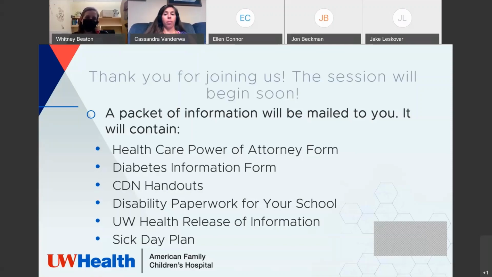or a place for you to keep track of that information as well. There are also going to be some of our favorite College Diabetes Network handouts. There will also be disability paperwork specific to you and your school. That information will be in there, and we'll also fax a copy to your school. And then there's a UW Health release of information. Since many of you are 18 or will be turning 18, that's something good to get on file so that we can continue to speak with your parents or whoever you want us to be able to talk to now that you're an adult. And then there will also be a copy of our sick day plan in there for your reference.